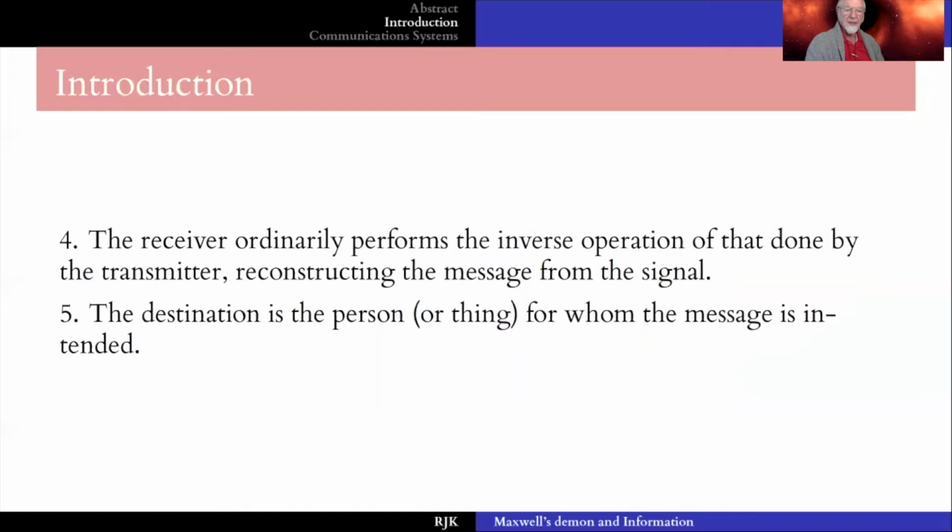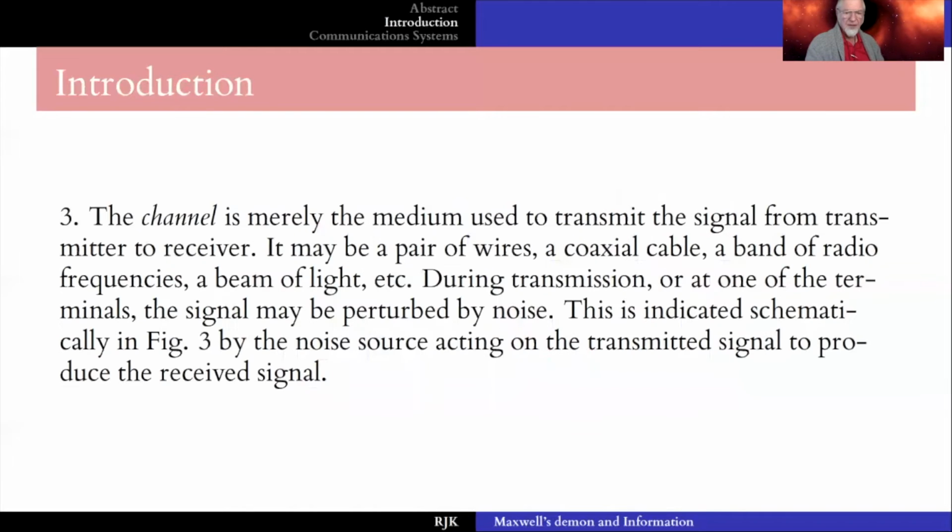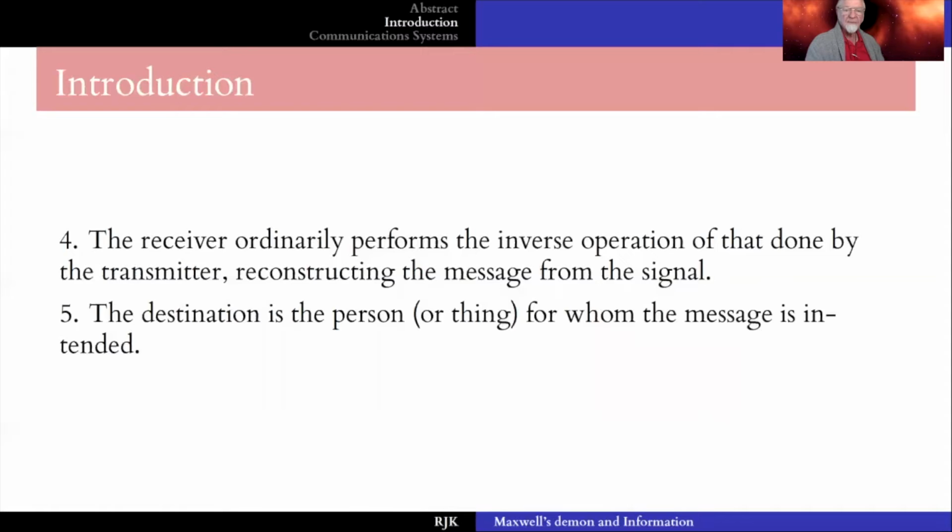The receiver performs... I did do the channel. The channel is simply the medium to transmit the signal from transmitter to receiver. Could be a whole bunch of things. But the receiver is ordinarily the inverse operation of what's done by the transmitter, reconstructing the original symbol or message from the signal sent to the receiver. And the destination is a person or thing for whom the message is intended. So it could be a person at the end of a telephone call, it could be the screen image on a television, many different things.